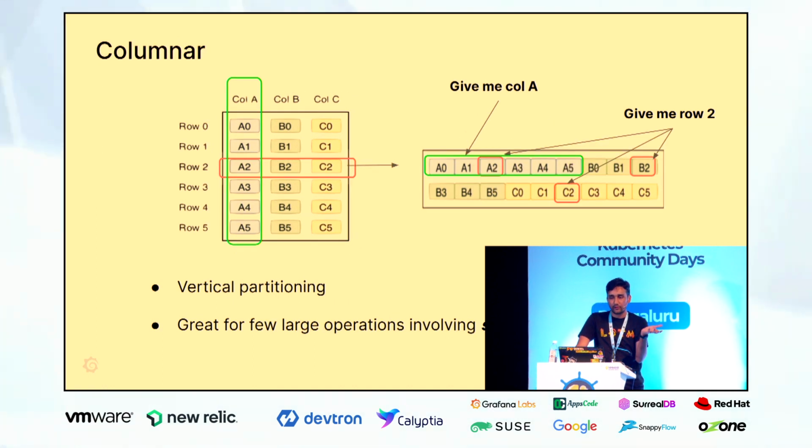If you do columnar only, then you can easily answer the question that says, give me column A. You can sequentially read and get that column out. But it is hard to query for the row, because again, you have to go all over the physical storage, right?